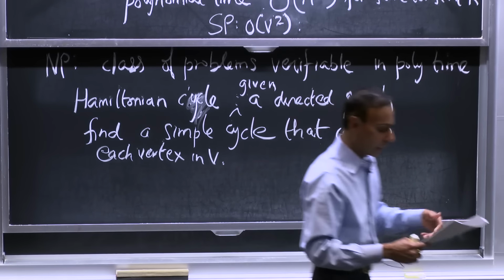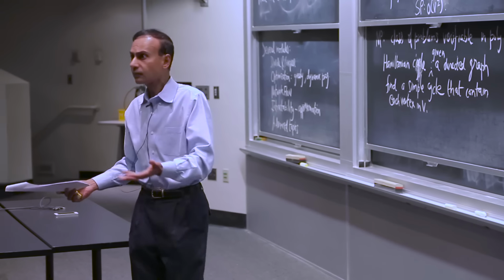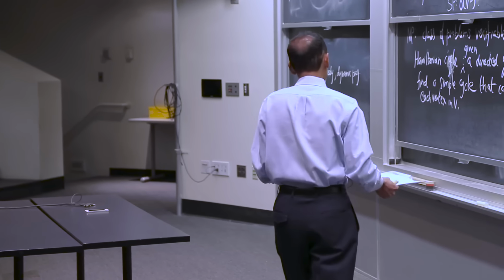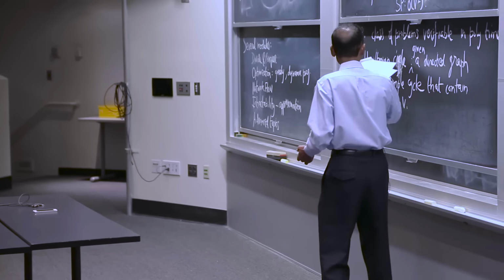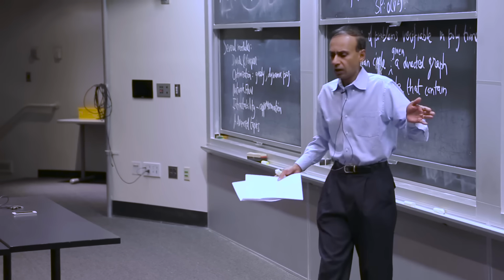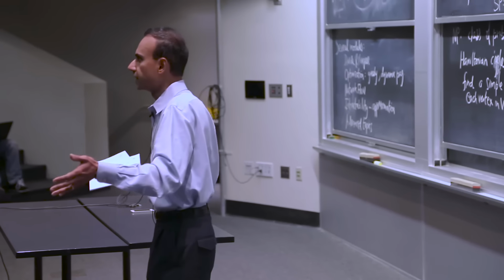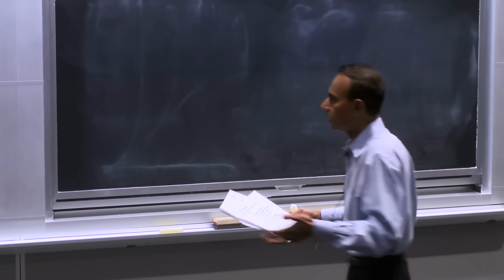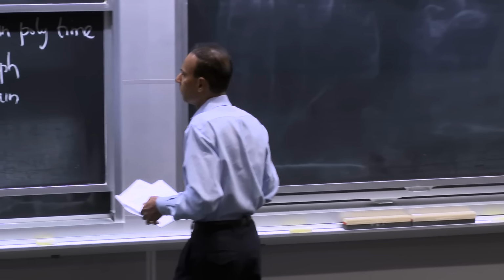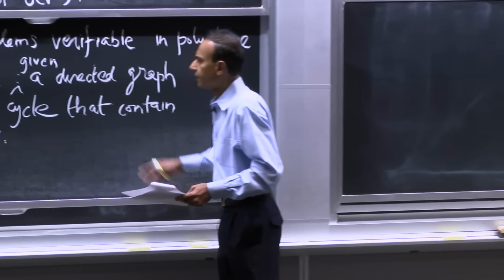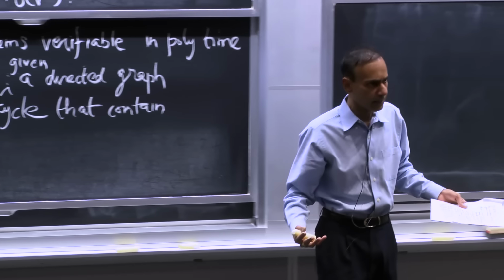And determining whether a given cycle is a Hamiltonian cycle or not is simple. You just traverse the cycle, make sure that you've touched all the vertices exactly once, and you're done. Clearly doable in polynomial time. So therefore, Hamiltonian cycle is in NP.